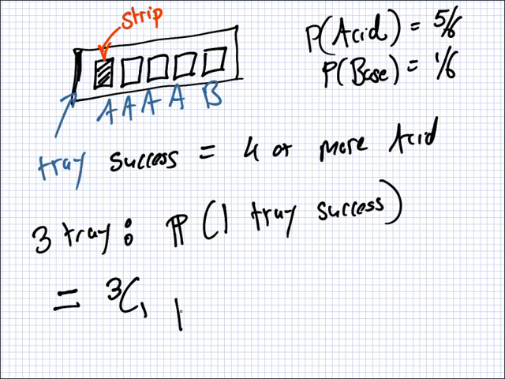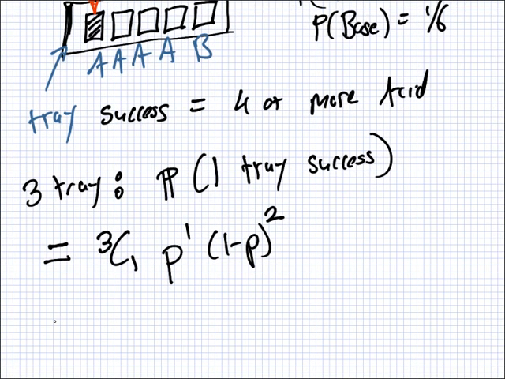3C1, P, whatever the probability of a successful tray is, to the 1, and then 1 minus P to the 2. The problem is you don't know how likely it is for a tray to be successful just yet, so we need to calculate that as a separate problem. So let's calculate the P.